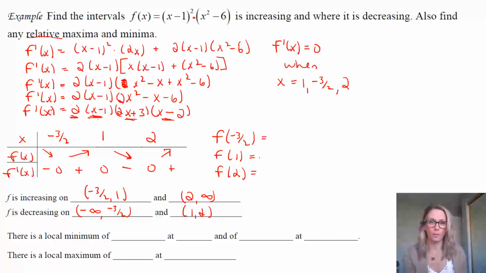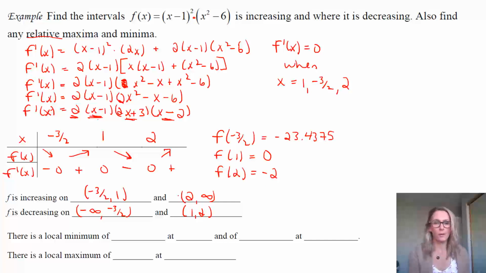So if we put in 1, you can see we actually get 0. If you put in 2, you should see that you're going to get a -2. And then if you do -3/2, and you can put this into your calculator if you want, or you can just trust me, it is -23.4375.